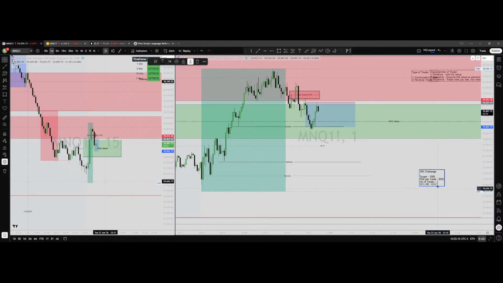So what we have is, number of trades: I took 3 trades, 1 winner and 2 break evens.